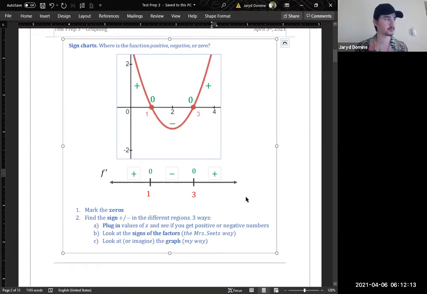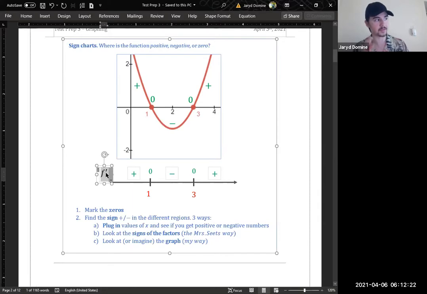Probably the most straightforward way to figure out the sign is to just plug in different numbers. You have f prime, so this is f prime. You have this function, so you just plug in different numbers into it. So if I plugged in 2, that's in the middle here, I would get a negative number. If I plugged in 0, that's in this left part, I would get a positive number. If I plugged in 4, which is over here, I would get a positive number. And so that's how you would determine it. That's probably the most simple way.